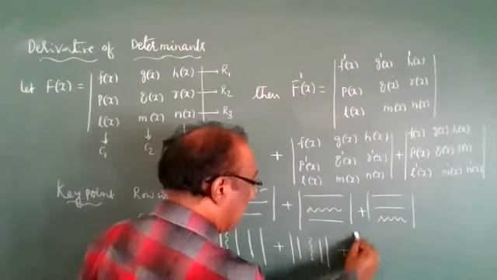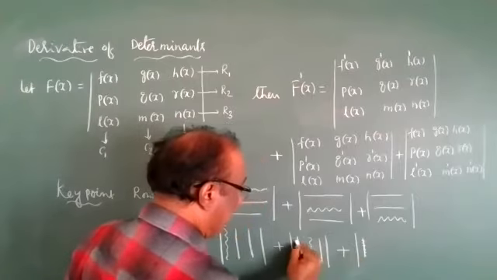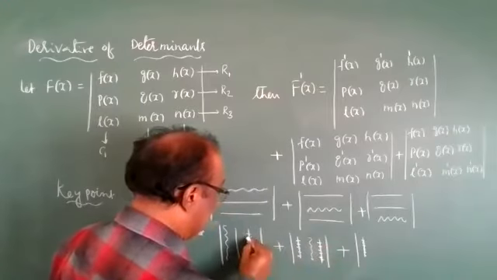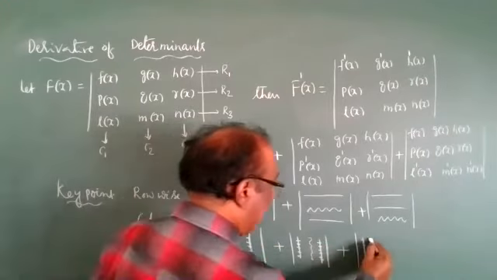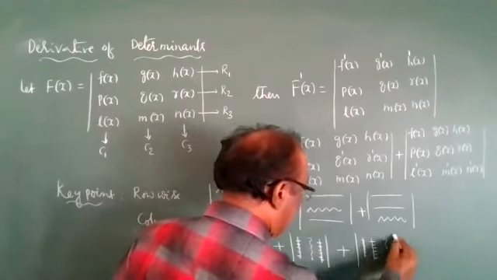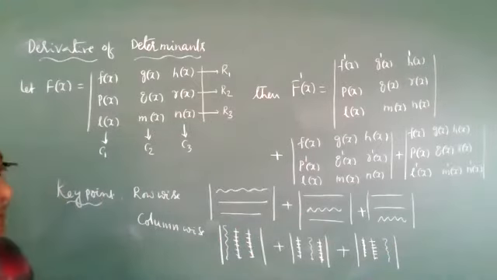Next, the first column is the same, the second column is the same, and the third column is the derivative. So this is the remembering process.